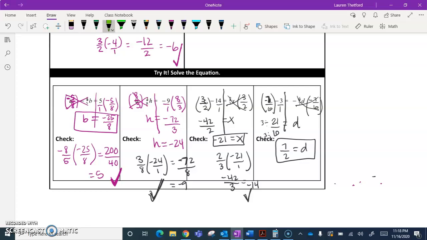So when I plug this back in for D, I should get negative 3 as my answer. So negative 6/7 times 7 over 2. 7 times negative 6 is negative 42. 7 times 2 is 14. Negative 42 divided by 14 equals negative 3. So we got that one correct as well.